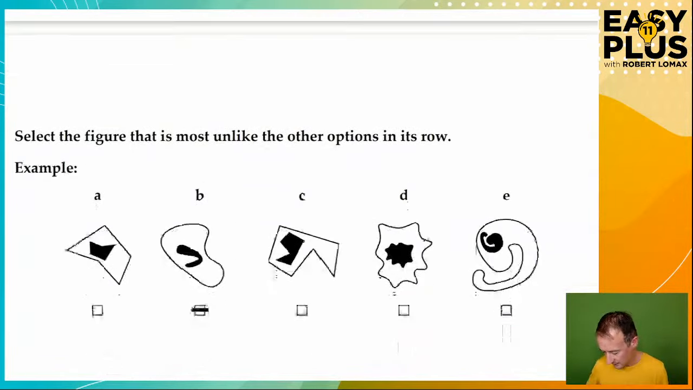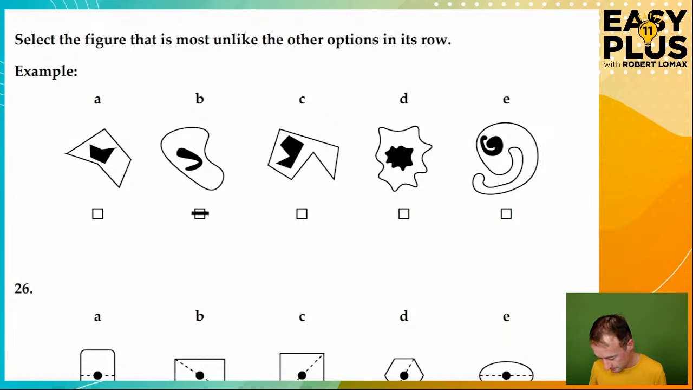Okay, this might prove to be slightly more analytical, maybe a little trickier. Select the figure that is most unlike the other options in its row. Okay, interesting. And we can see with this example that what's happening is that each of the little inner shapes, which is filled in black, is actually a shrunken version of the outer shape, just rotated, except for B, where this shape is not a shrunken version of the outer shape there. And so B is the one that's unlike the other options.